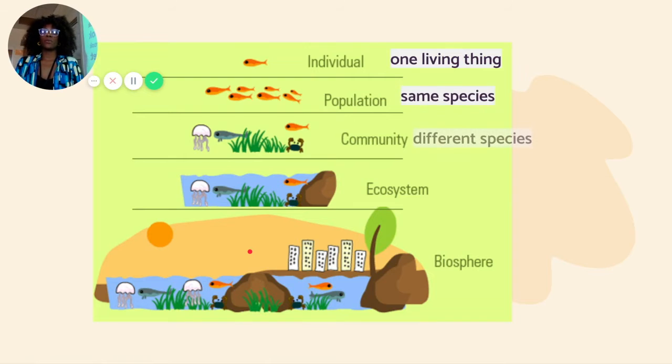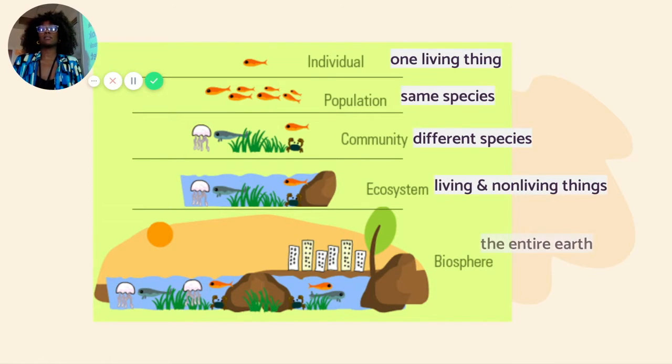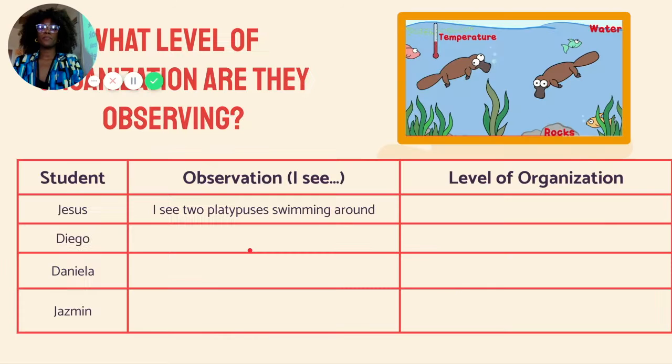So to recap the levels of organization, an individual organism is going to be one living thing. A population is going to be multiple living things that are the same exact species. A community is going to be different species living together. An ecosystem includes all living and non-living factors. And then the biosphere is the entire Earth.